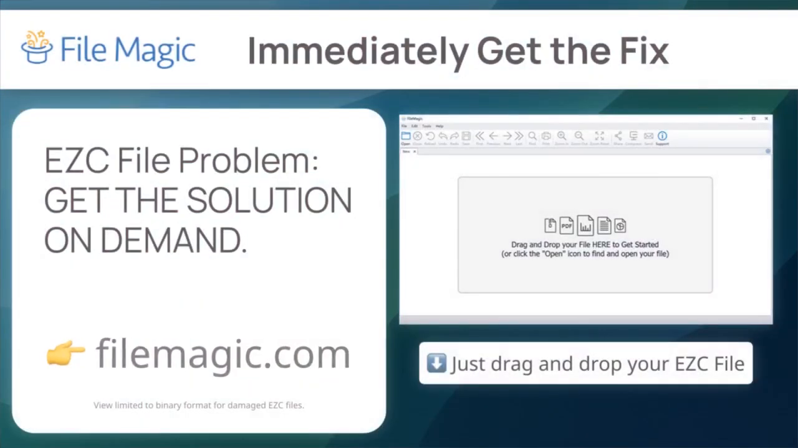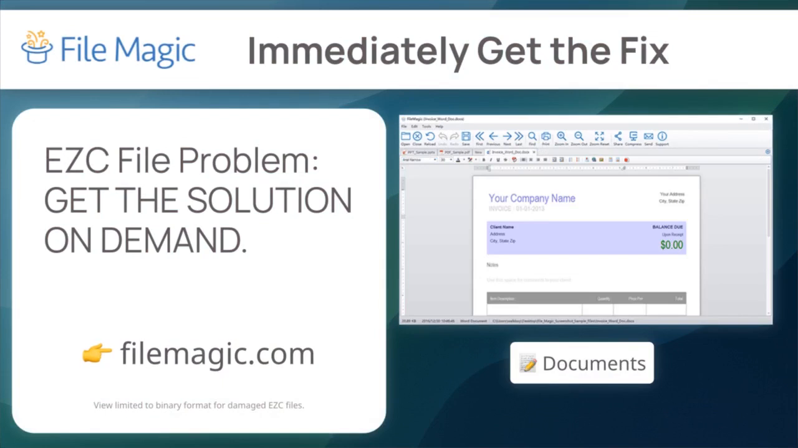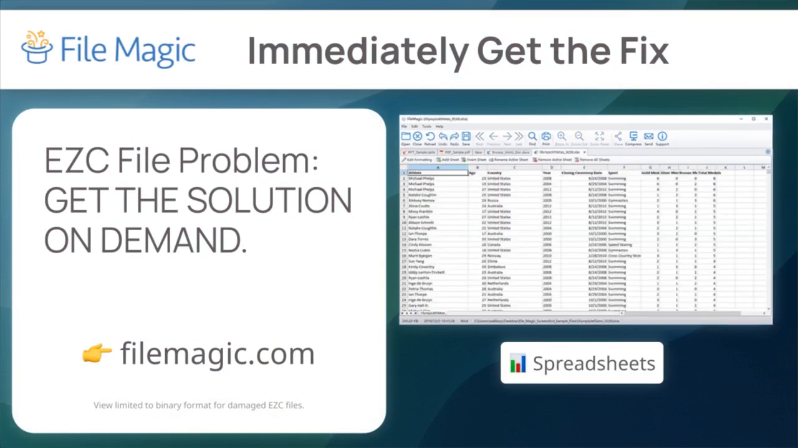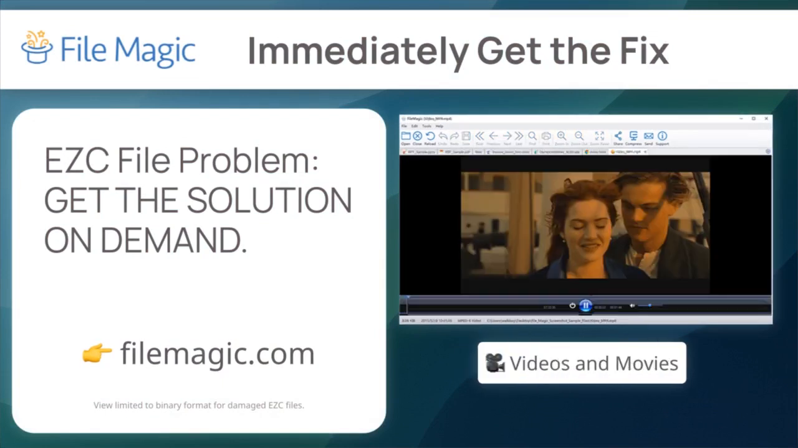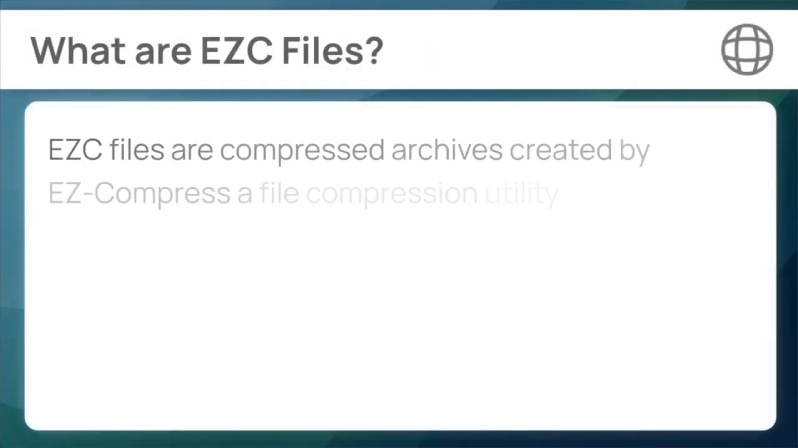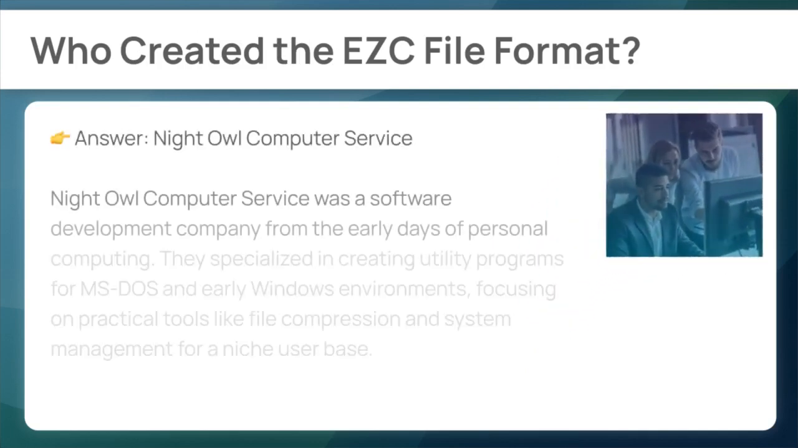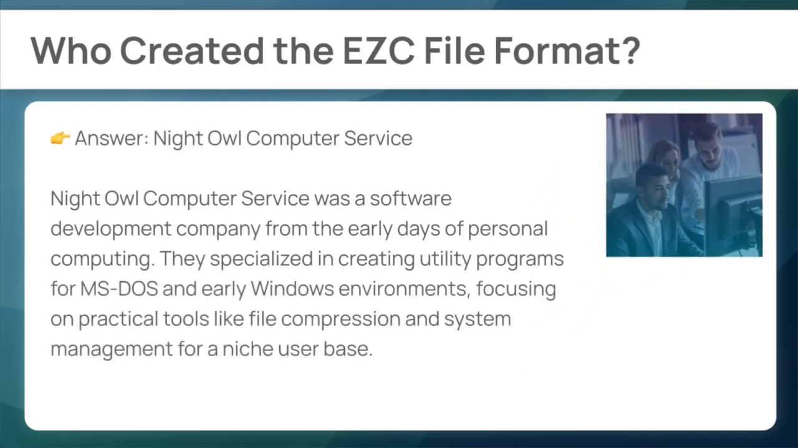When we reach the final stage, we'll shift gears. We are going to maximize results with a single, highly effective EZC file inspection program that provides coverage for a wide range of formats. EZC files are compressed archives created by EZ-compress, a file compression utility that reduces file sizes for storage and transfer. They package one or more files using proprietary compression algorithms for efficient data, archival, and distribution.